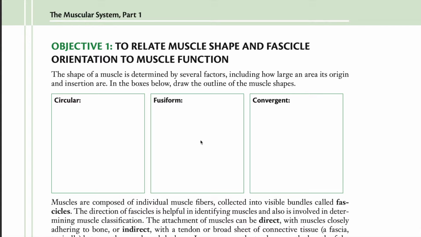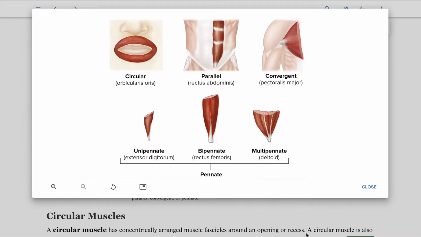When we look at a fusiform muscle here, fusiform means that the muscle is going to taper at both ends. So I think when most of us, if we were just to draw a muscle, we'd draw this football-shaped form. That's what a fusiform muscle is. And then a convergent muscle is going to be something where we see the fascicles converging to one point. So let's look at some visual examples.